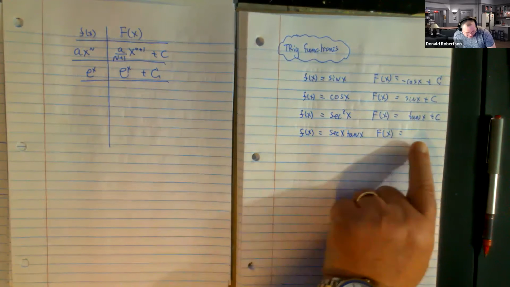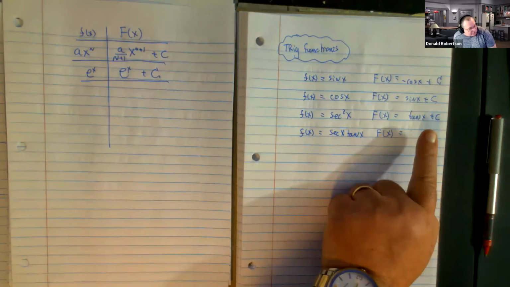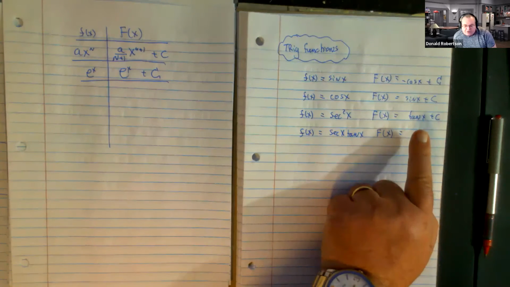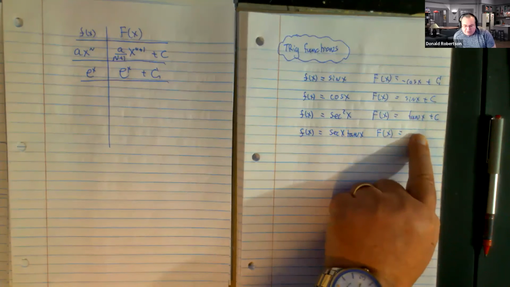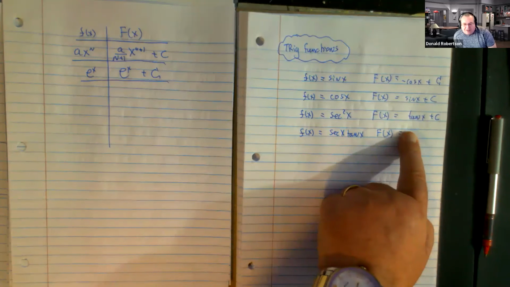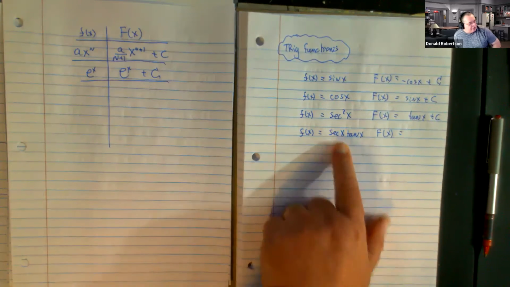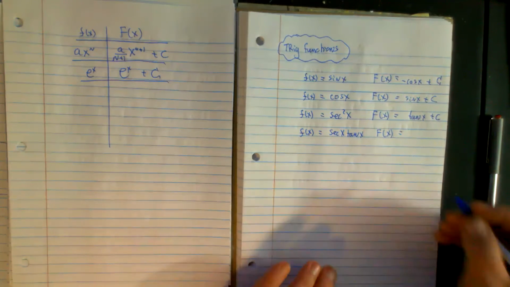Secant tan. A little bit less common, but it is an answer. It's a doable answer. What function goes here? What thing do you differentiate to get this? Secant x. You get secant x.